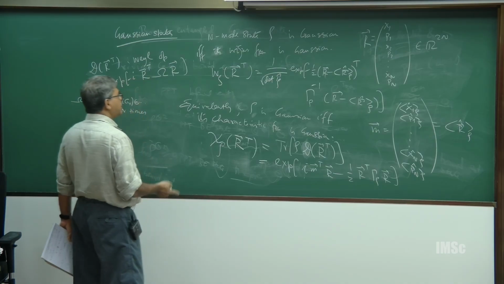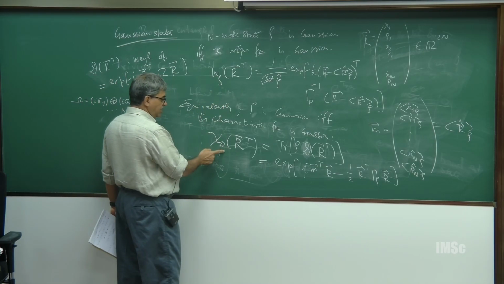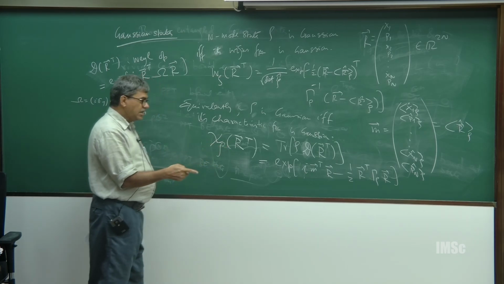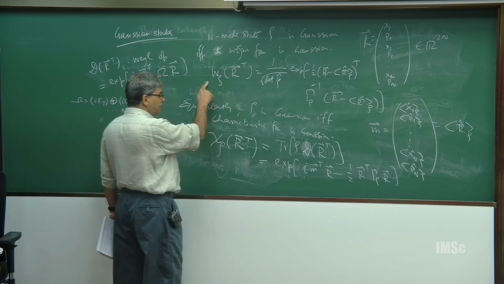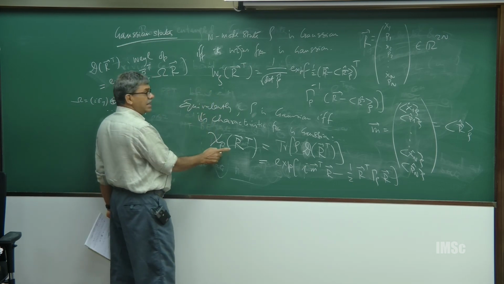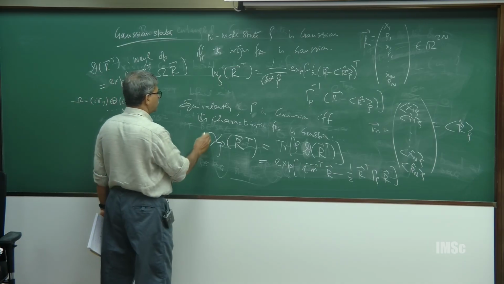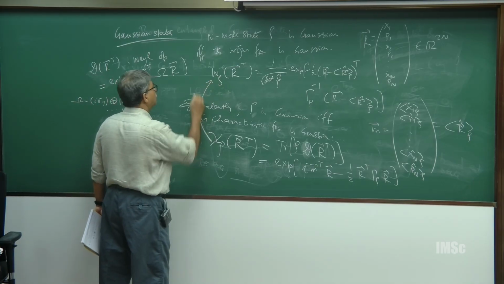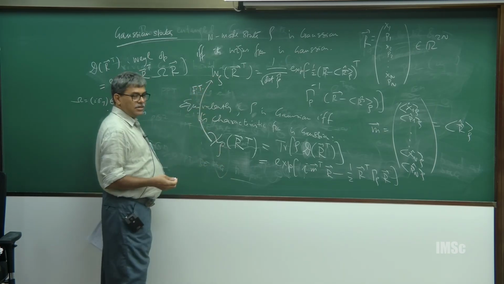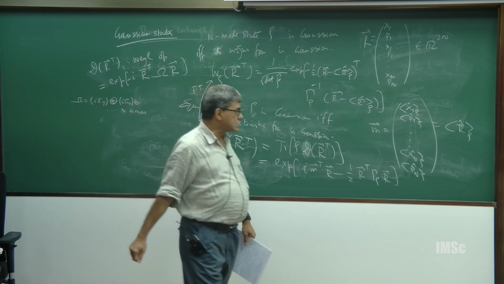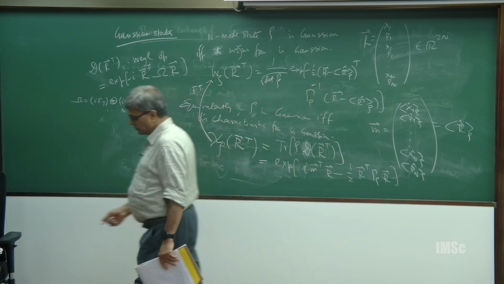So, I can say that rho is Gaussian if its Wigner function is Gaussian, or equivalently if its characteristic function is Gaussian, and in fact, there is a relation between the characteristic function and the Wigner function. The Wigner function is the Fourier transform of the characteristic function. So, if you do the Fourier transform of the characteristic function, you will get the Wigner function.